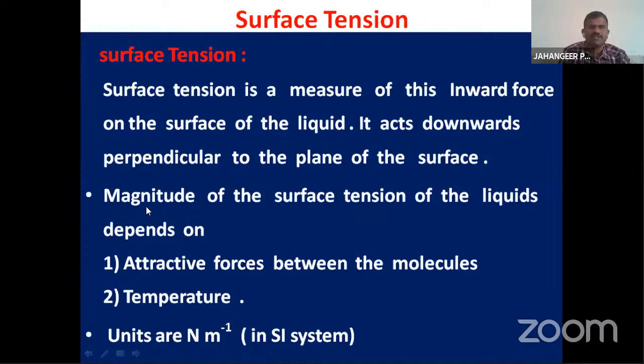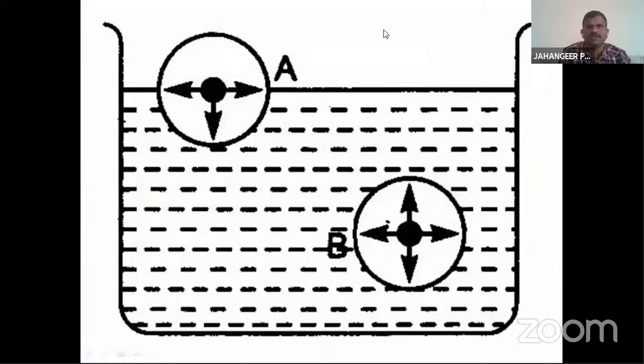Surface tension depends upon factors like the attractive forces between the molecules and temperature. If the attractive force is more, surface tension is also more, and if the temperature is more, surface tension becomes less. You can understand it clearly with the help of this diagram. Here is one liquid. In this liquid, two types of molecules are present: interior molecules and exterior molecules.